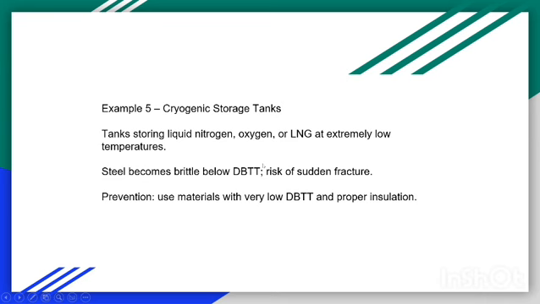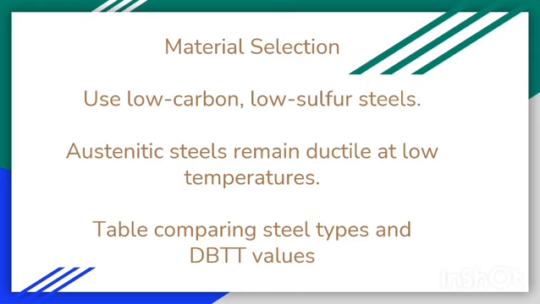Now we are going to see about prevention, how to prevent brittle failure. Material selection is one of the prevention methods. Use low carbon steels and low sulfur steels. They can withstand lower temperatures and do not possess brittle fracture. Austenitic steels remain ductile at low temperatures. Metals like low carbon steels, low sulfur steels and austenitic steels remain ductile at low temperature, whereas other steels like pearlitic and ferritic steels contain a BCC structure. BCC is a crystalline structure. It shows a ductile to brittle transition effect at a low temperature.